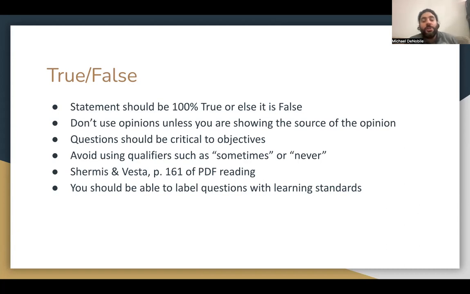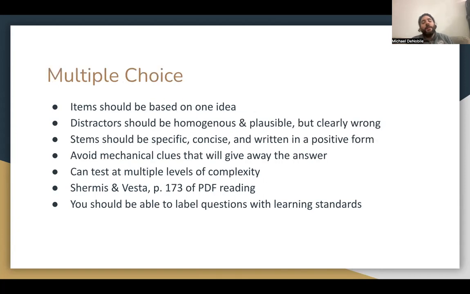Questions should be critical to the objectives of the course. Again, avoid using qualifiers such as sometimes or never, because sometimes and never means it's sometimes true and sometimes false, depending on the situation. Look at the Shermis and Di Vesta reading on page 161 of the PDF for this particular thing. They have some cool things in there about more rules for the true and false stuff. You should be able to label the questions with the learning standards, again, so you could do an item analysis later on.